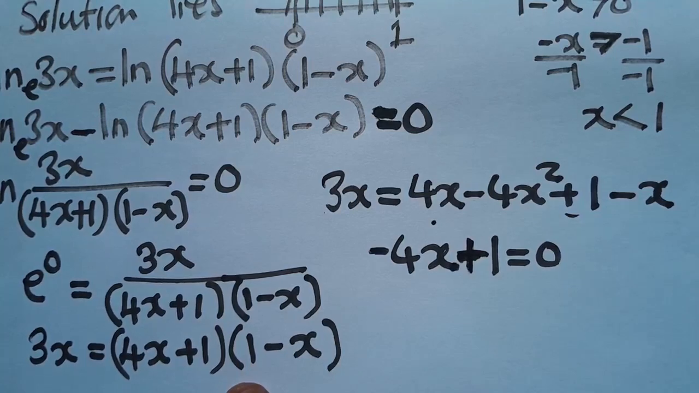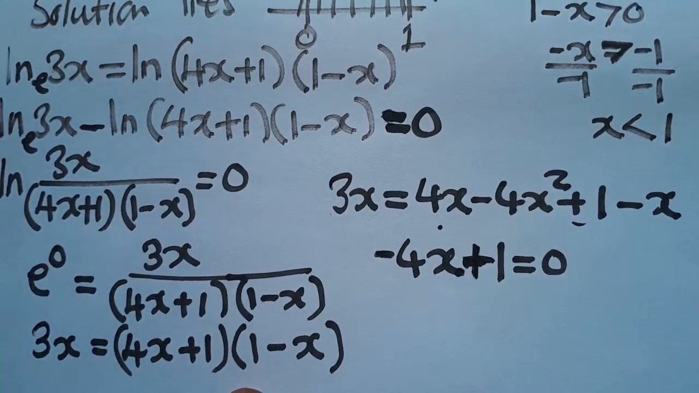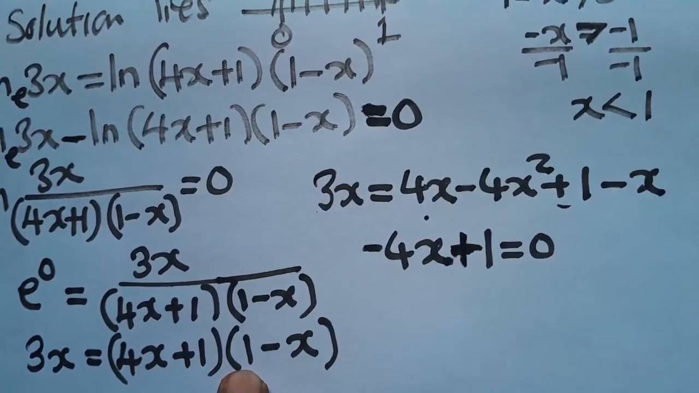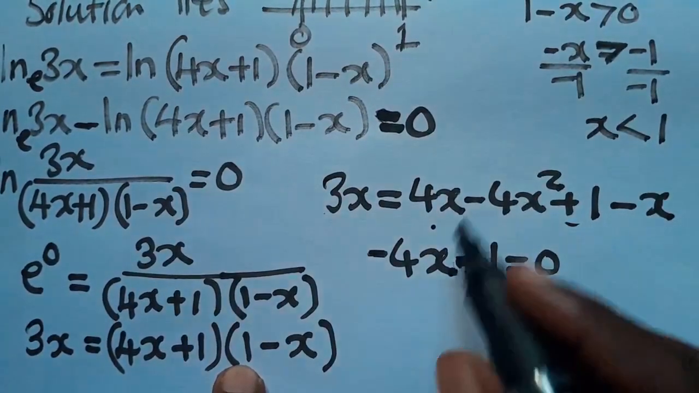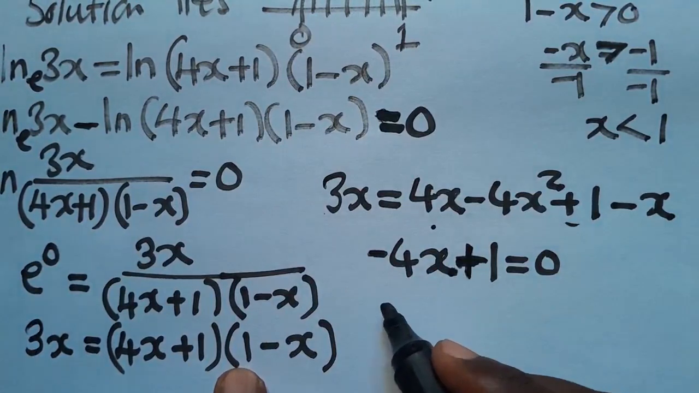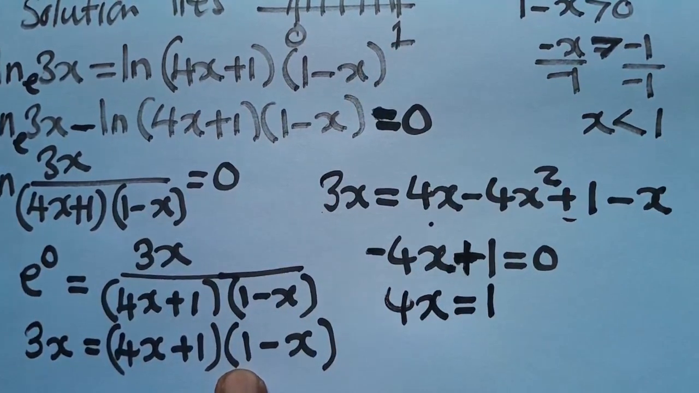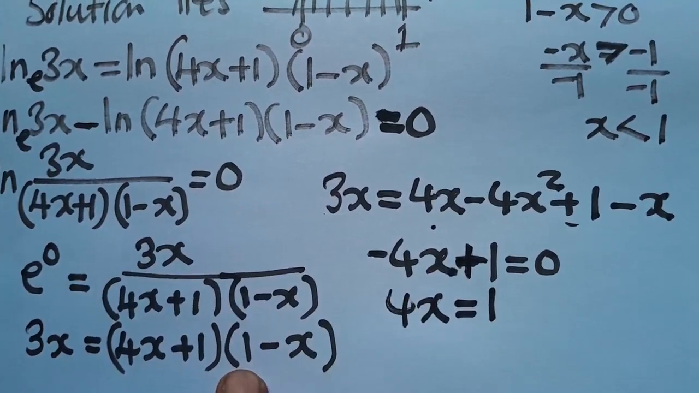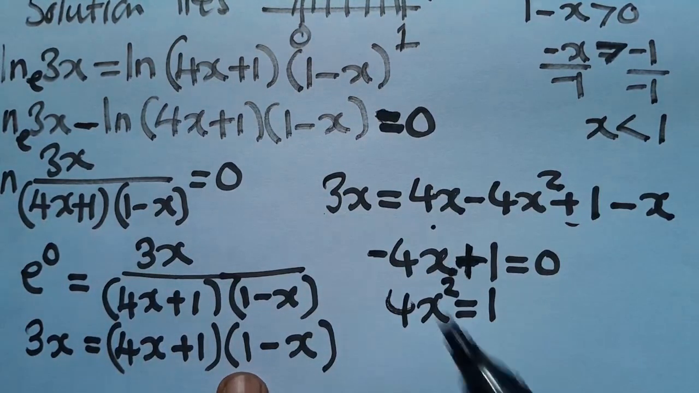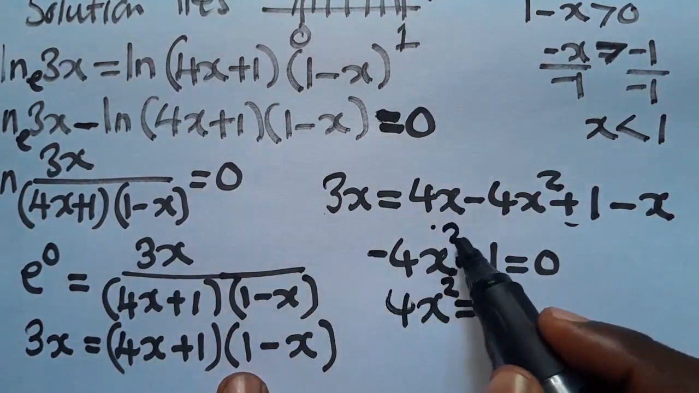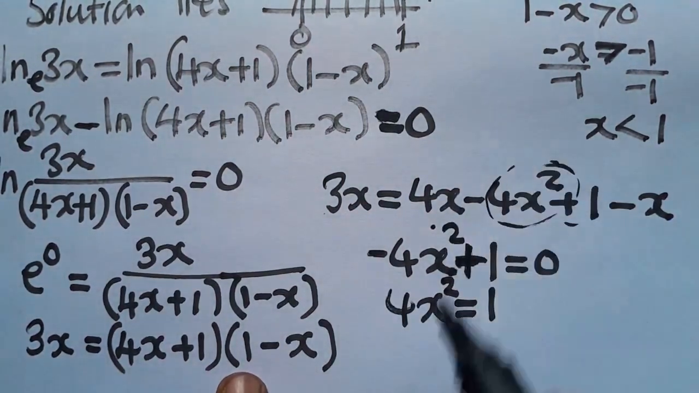So when we have this, we group the like terms. How do we group the like terms? This goes aside, we are going to have something that will look like this. Have you seen? This goes aside, we're going to have 1 is equal to 4x squared. So this is supposed to be a squared, this one.